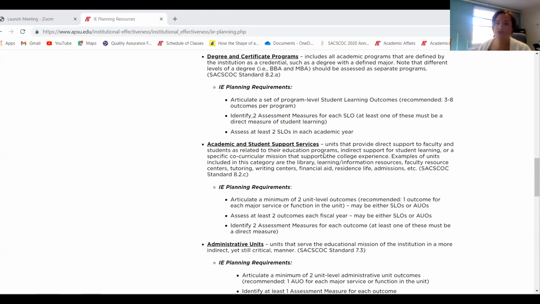Typically, academic and student support services is most or all of student affairs, as well as other student support or academic services that might be in the provost office, like the registrar, learning resource center, APSU 1000, things like that.